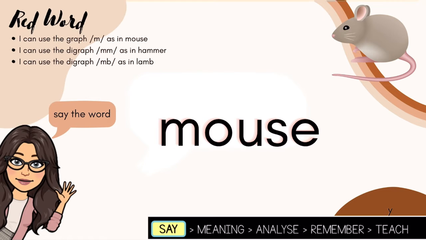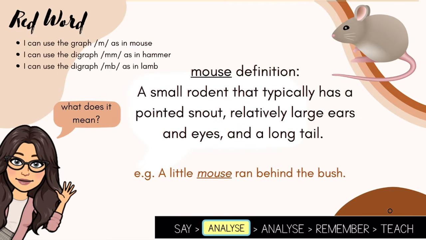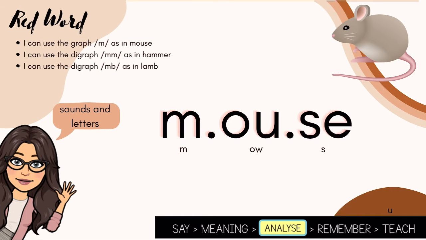The first word we'll be looking at today is the word mouse. Say the word mouse. Mouse is defined as a small rodent that typically has a pointed snout, relatively large ears and eyes, and a long tail. The sentence I've put the word mouse into is, a little mouse ran behind the bush. You can see in the top right hand corner a little illustration of what a mouse is.